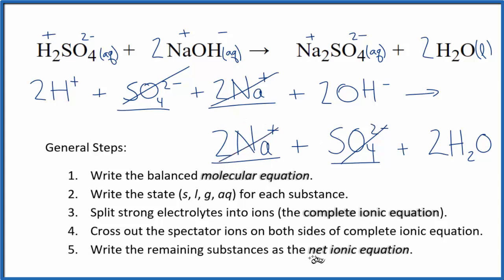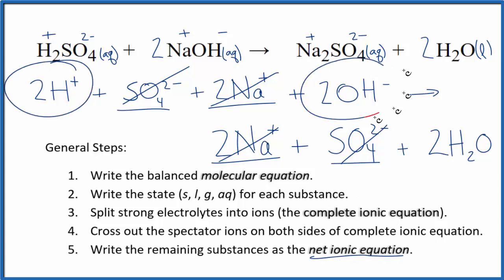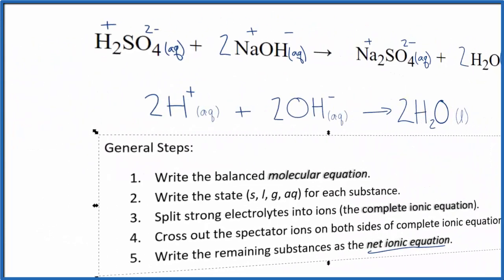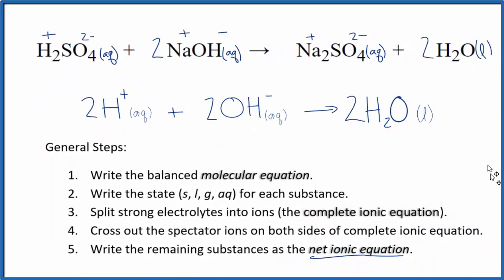So that leaves us with our net ionic equation. We have 2 H plus ions, 2 OH minus, and that gives us, in the reaction, 2 water molecules. Let me clean this up a little bit and add the states in, then we'll have a nice looking net ionic equation for H2SO4 plus NaOH. So this is the net ionic equation for H2SO4 plus NaOH.